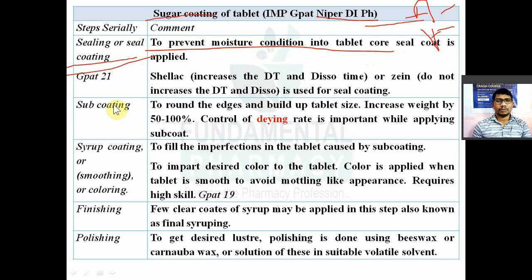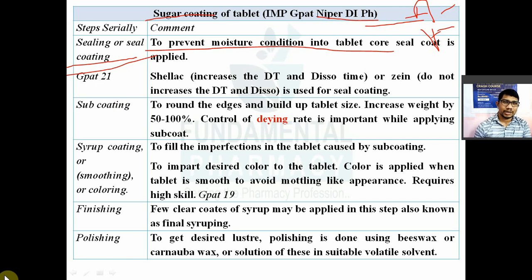To prevent the moisture penetration in the tablet core, seal coat is applied. Now sealing is done by using shellac and zein. These are the two polymers which are used for seal coating. First one is shellac. Now, what is the main disadvantage of shellac? When shellac is used as a sealant in the seal coating of the sugar coating of tablet, it will increase the disintegration time and dissolution time. But when zein is used, it will not increase disintegration and dissolution time. So you have to remember.